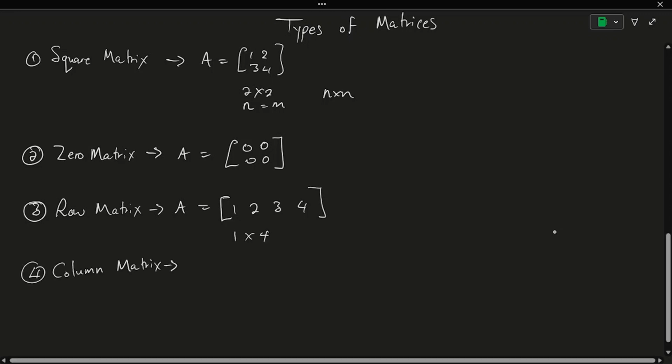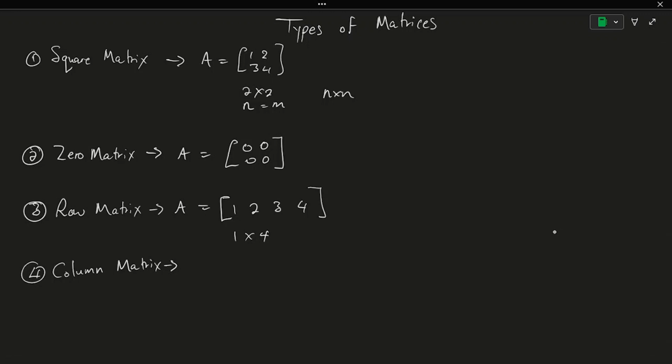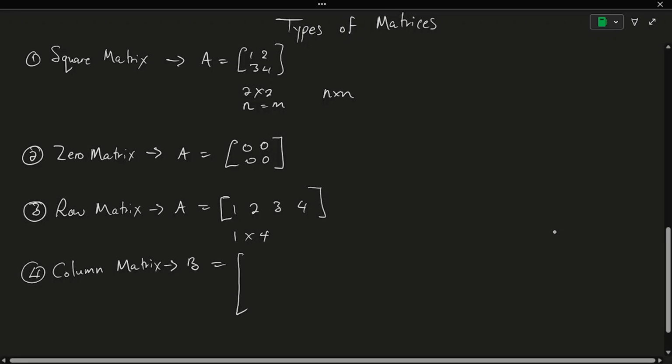Same as column matrix. A column matrix, it's in the name. It's a matrix with only one column. For example, let's say B, one column, 1, 2, 3, 4, 5. This is a 5 by 1 matrix.